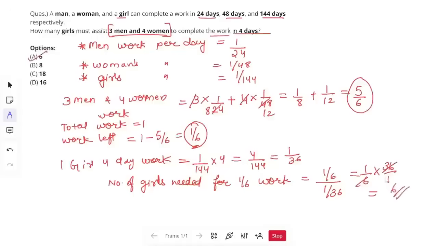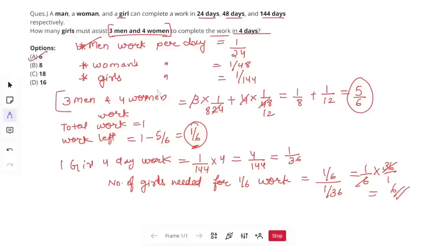Hope you have understood it. If you have not understood it, I would highly suggest you revise it once again. You will easily get it. See, first of all, we were given the data, that is men's work, women's work and girls' work, and how many days they will take to complete. So based on that, we have taken the work done per day. Men's per day work is 1 by 24, women's per day work is 1 by 48 and girls' per day work is 1 by 144.